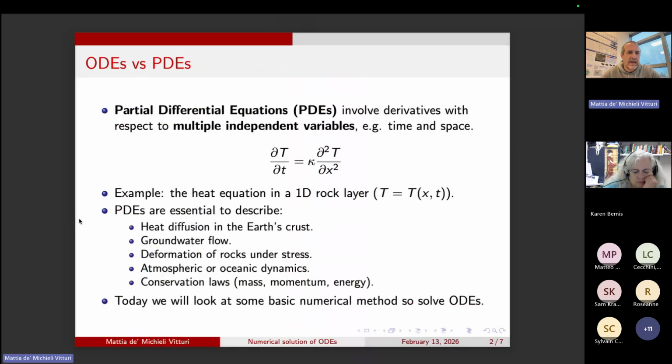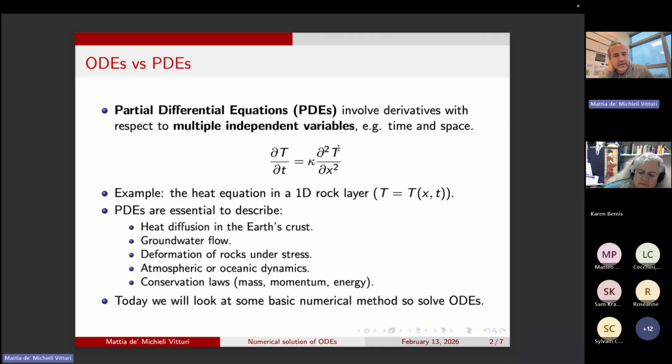I have just one slide on partial differential equations, just to give you an example and to show what the difference is. In this example, we again have temperature, and here the rate of change of temperature in time is proportional to the second derivative in space of temperature. This is the so-called heat equation.